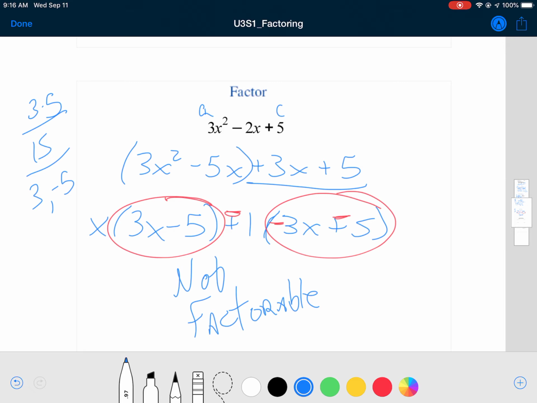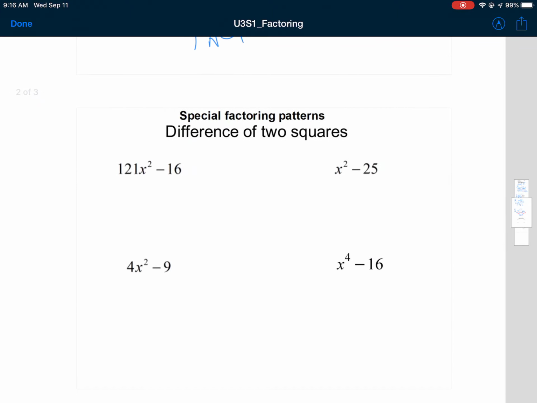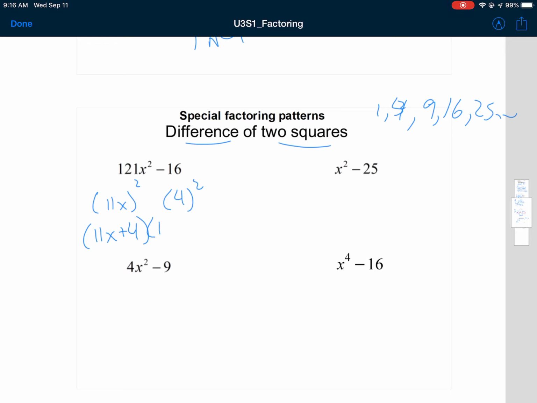I can't factor that. A common pattern that you've run into in the past is called the difference of two squares. Okay, two squares are two perfect squares, so numbers like 1, 4, 9, 16, 25, etc. They're all numbers you can take the square root of and get a perfect whole number. So 11x, 4. So I'll go 11x plus 4 and 11x minus 4.